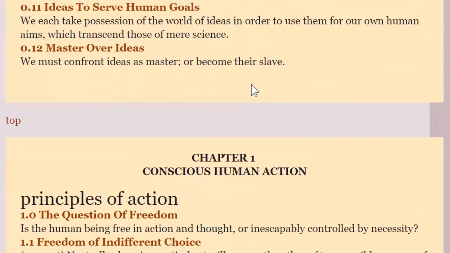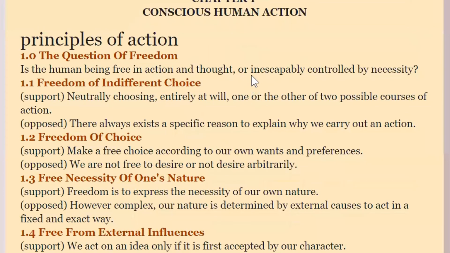So we just completed that. And now chapter 1 we're going to be moving to. And here we have the principles from chapter 1, which will discuss freedom, conscious human action, principles of the action process. It lists out several principles of freedom: freedom of choice, free from external influences, and then discusses whether our experience of this, is it real freedom or is it an illusion?